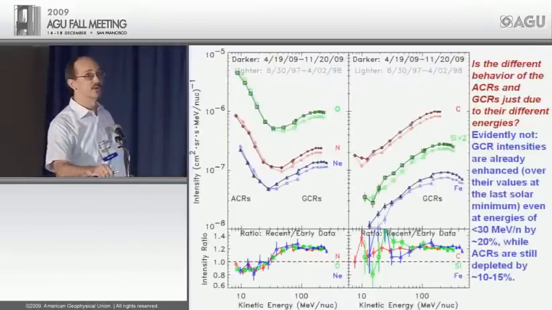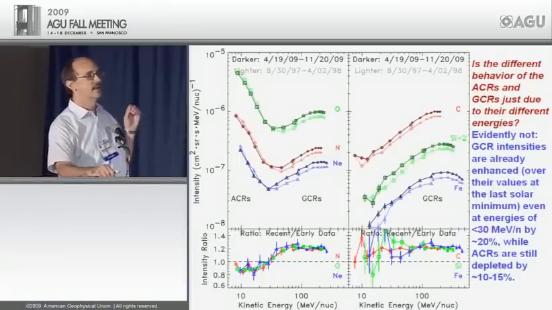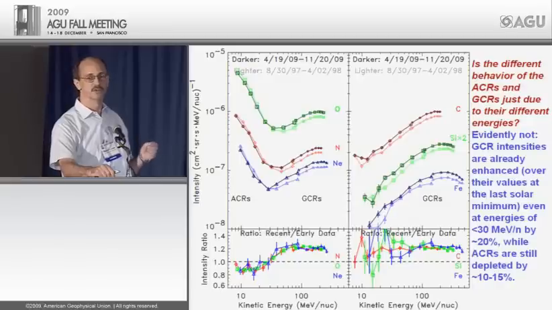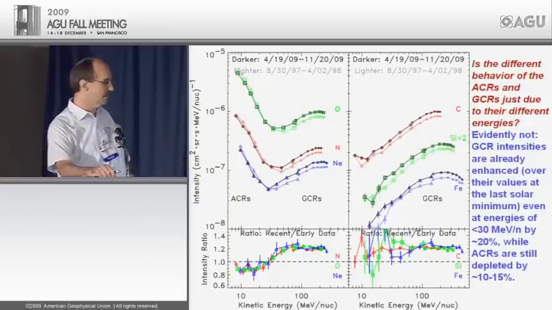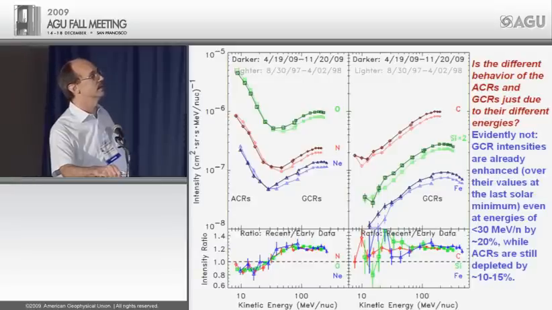So most of what I've been showing you has been all types of particles at one particular energy. Is some of this an energy-dependent effect? The GCRs that I've been showing are up at GeV energies or hundreds of MeV energies. The ACRs are down at a couple tens of MeV. Is it energy-dependent? I would say no. Here are spectra for six different species from ACE, three of which have a large ACR component, oxygen, nitrogen, and neon, three which don't, carbon, silicon, and iron.